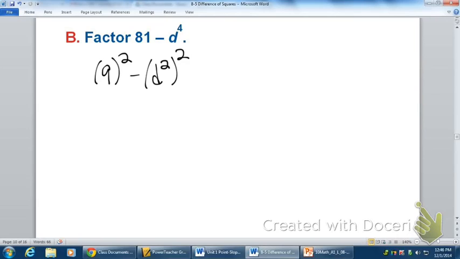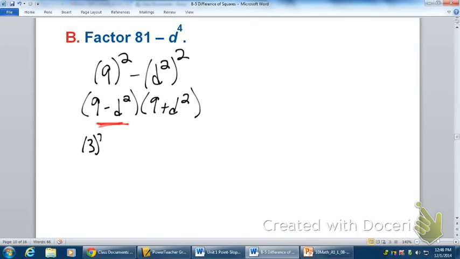Now, listen to our rule. Since we have that, we can break this up into 9 minus d squared, and then 9 plus d squared. Okay? Now, the only one that applies to our difference of squares rule is that 9 minus d squared. So we know that 3 squared is going to give me that, and d squared is going to give me that. Just keep that other one to the side. Don't worry about it yet.